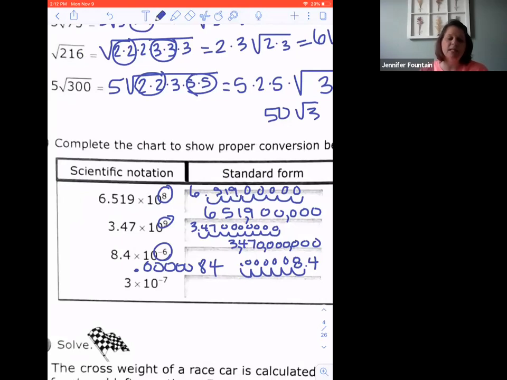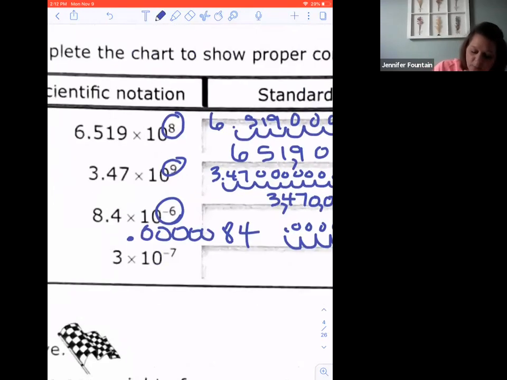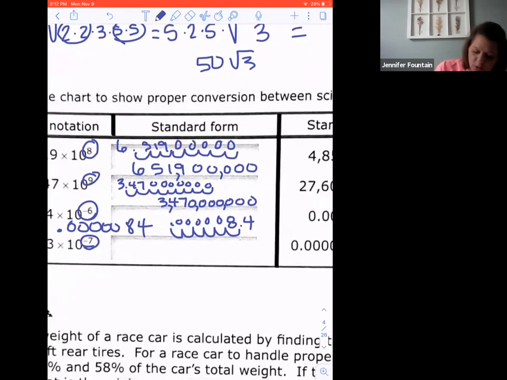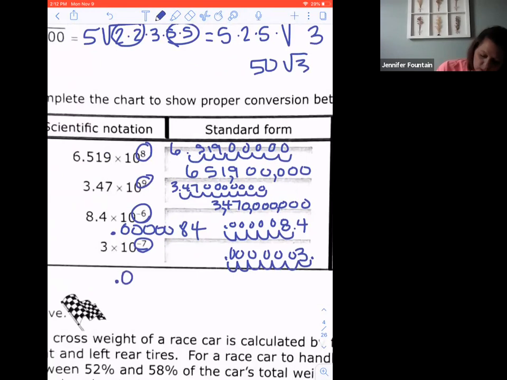3 times 10 to the negative 7th power. Again, I'm going to have to move to the left 7 places. When I have 3, my decimal is after it. So now I've got to move 7 places to the left. 1, 2, 3, 4, 5, 6, 7. My new decimal is there. Fill in with zeros. So I've got 6 zeros and then a 3. So decimal, 6 zeros and a 3. Any questions on those?